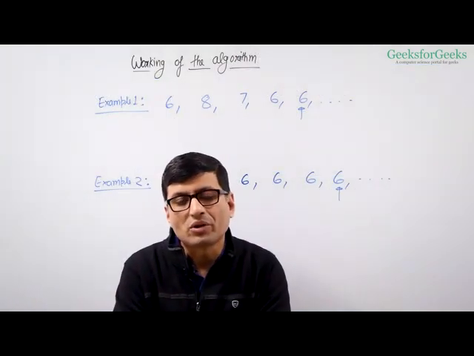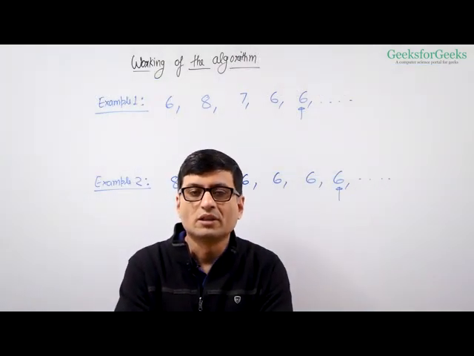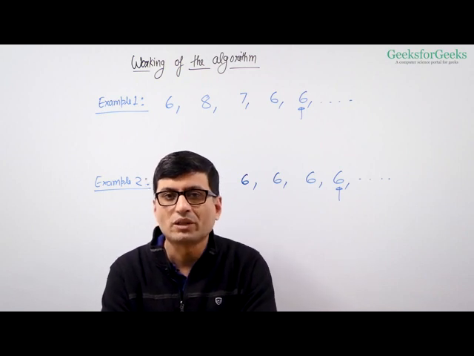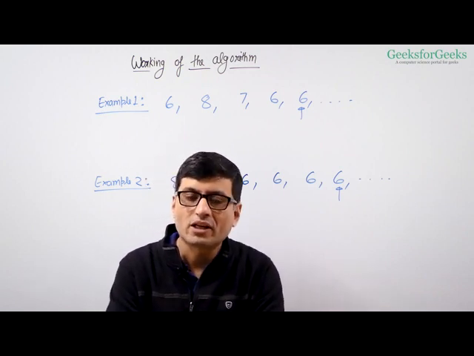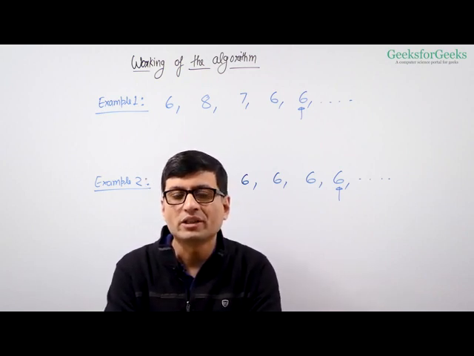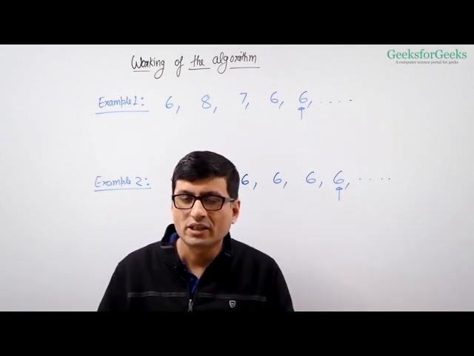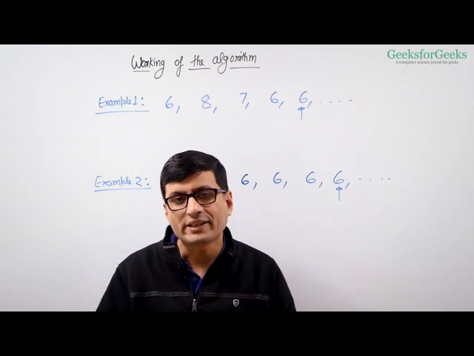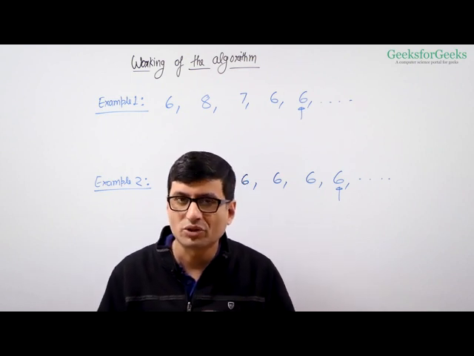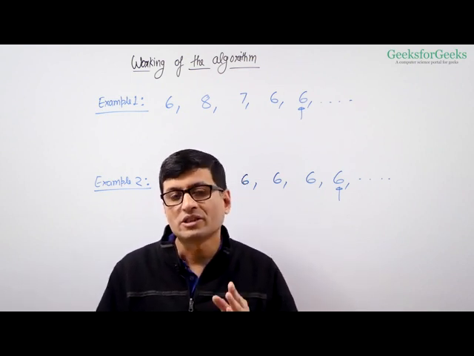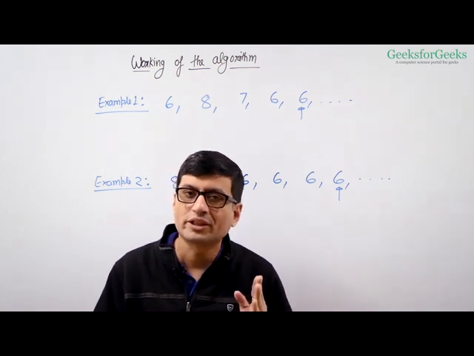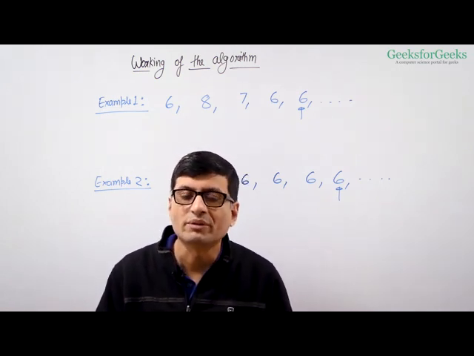Let us now talk about the working of this algorithm. In this algorithm, we traverse from left to right. We maintain a count variable and we also maintain a majority. So if we show that by an index I, if an element X is considered as a majority, then this is the only majority element if majority exists. No other element is majority.